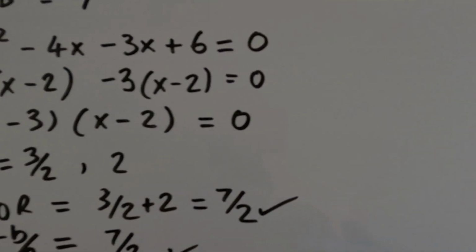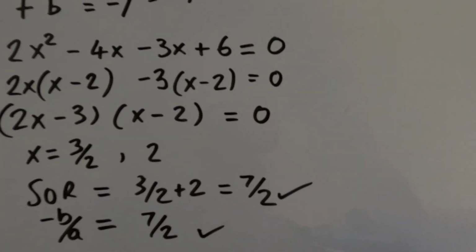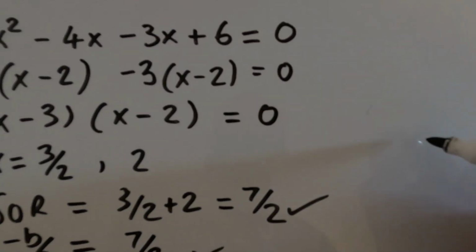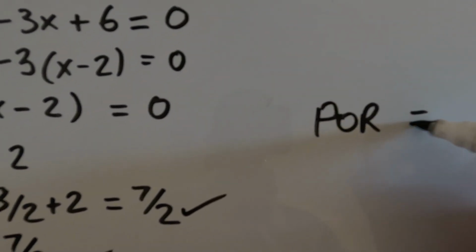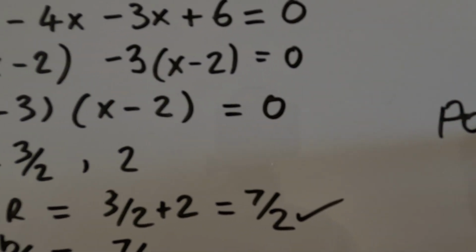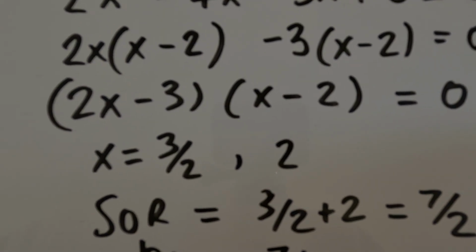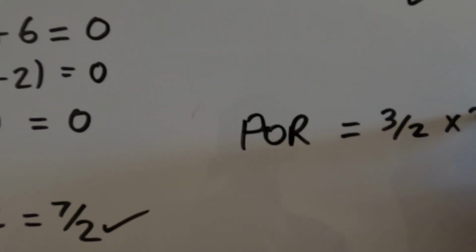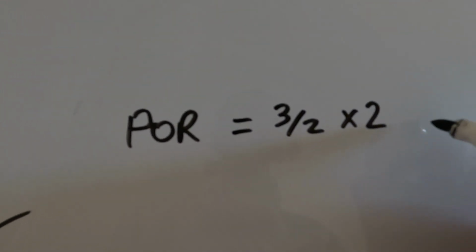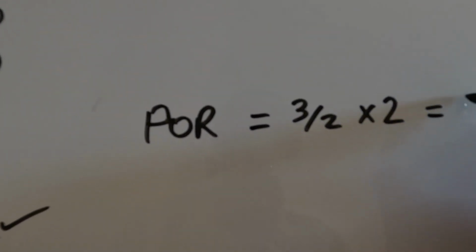Okay, and finally, let's check the product of the roots. So the product of the roots is equal to 3 over 2. I'll just show you the two roots again. 3 over 2 and 2. So the product of the roots is 3 over 2 times 2, which equals 3.